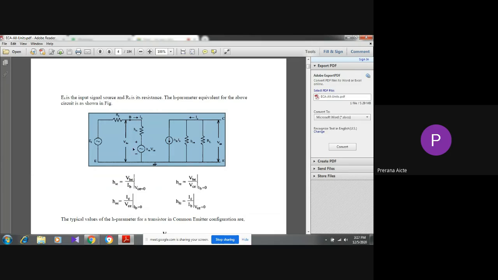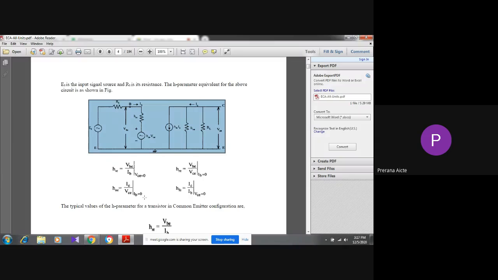So in this figure, what are the elements presented here? HIE, because it is a common emitter configuration. That's why I mentioned HIE, the input impedance of common emitter. And this is the voltage source, HRE into VCE, and this is the current source, HFE into IB, and this is the output admittance, HOE, and this is the load resistor. So from this figure, if you write the H parameter formulas, these are the H parameter formulas.